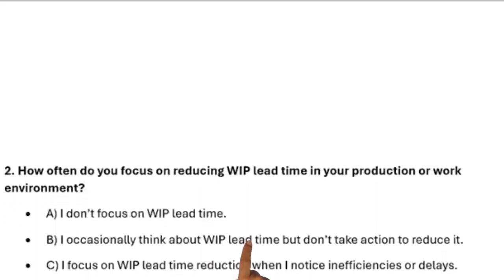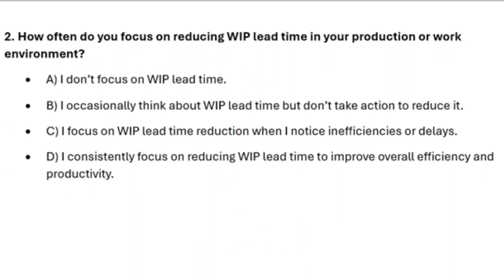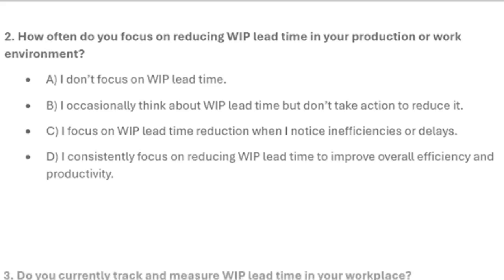2. How often do you focus on reducing WIP lead time in your production or work environment? A. I don't focus on WIP lead time. B. I occasionally think about WIP lead time but don't take action to reduce it. C. I focus on WIP lead time reduction when I notice inefficiencies or delays. D. I consistently focus on reducing WIP lead time to improve overall efficiency and productivity.